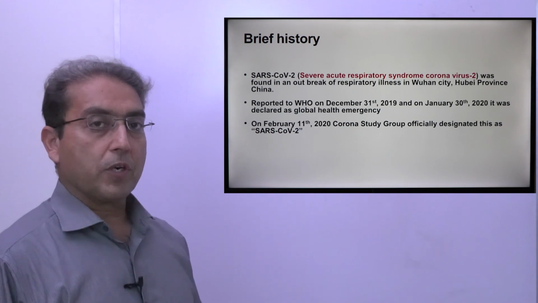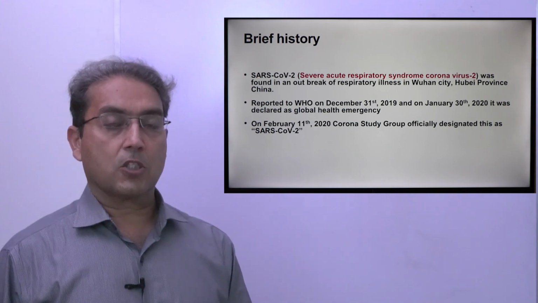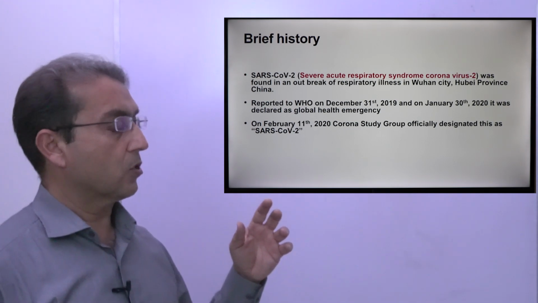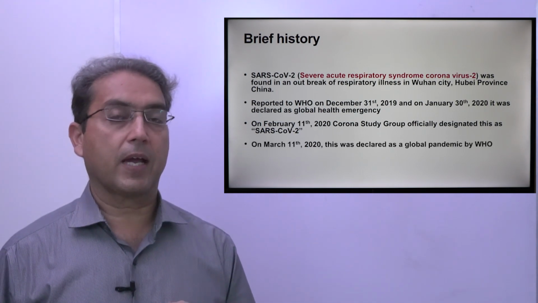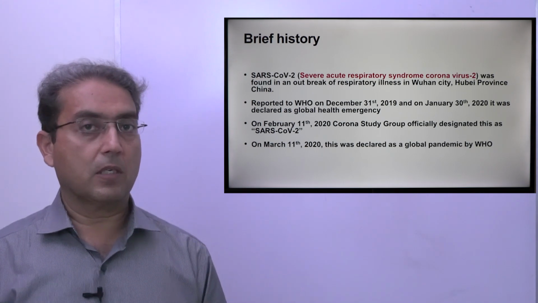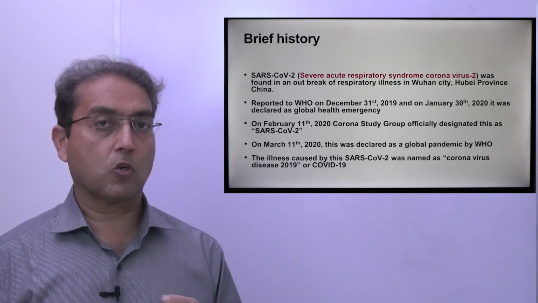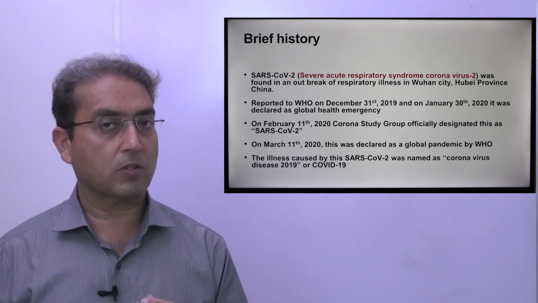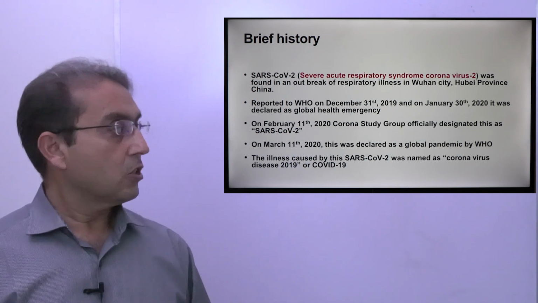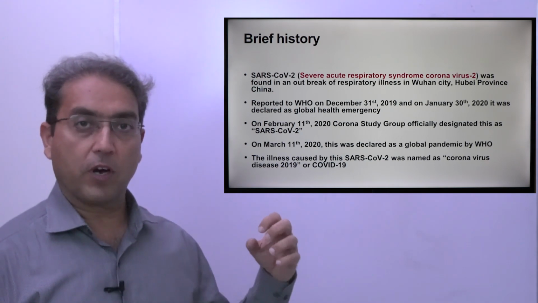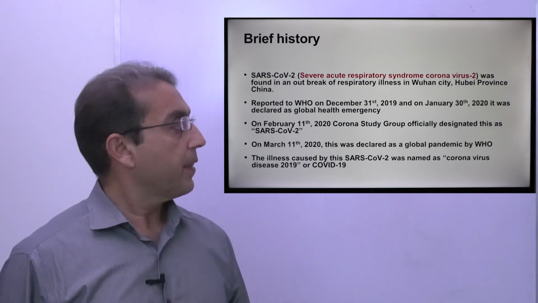On February 11th, 2020, the Coronavirus Study Group officially designated this as SARS-CoV-2, that is, Severe Acute Respiratory Syndrome Coronavirus 2. And then on 11th March 2020, this was declared a global pandemic by the WHO. The illness caused by this SARS-CoV-2 virus is called Coronavirus Disease 2019, or we know it famously as COVID-19. So SARS-CoV-2 is actually the virus, and COVID-19 is the illness caused by the virus.